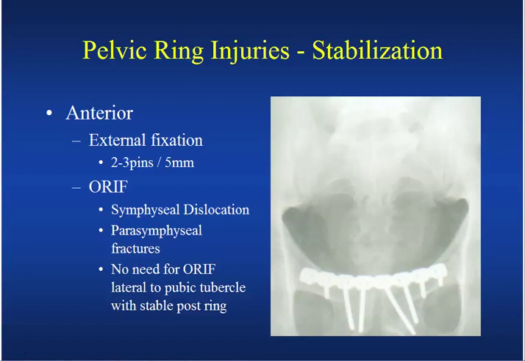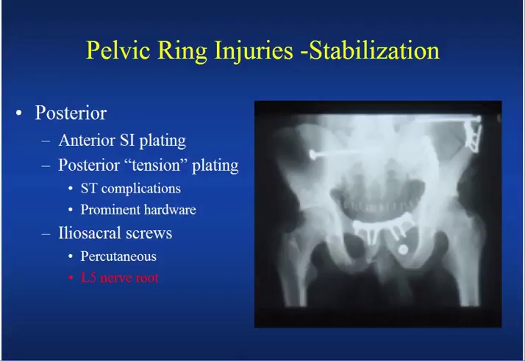But I think most trauma surgeons do prefer plate fixation as definitive fixation for anterior pelvic ring injuries. You do not need to do an ORIF lateral to the pubic tubercle if the posterior pelvic ring is stable. For posterior stabilization of pelvic ring injuries, anterior SI plating can be performed, or posterior tension band type plating. That has been shown to be associated with significant soft tissue complications and prominent hardware.